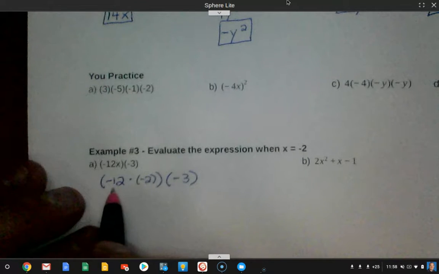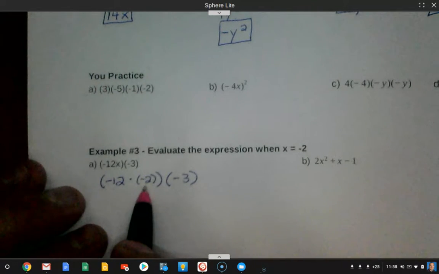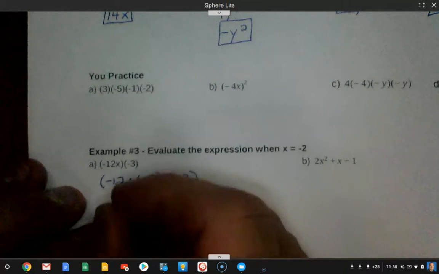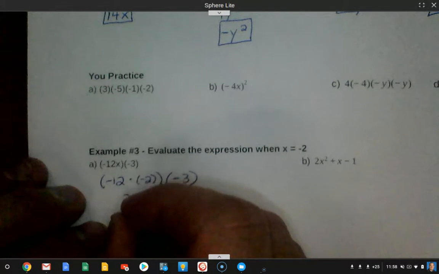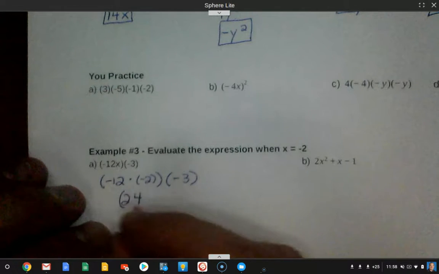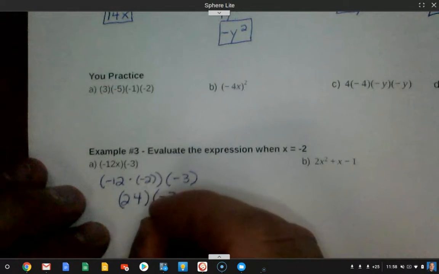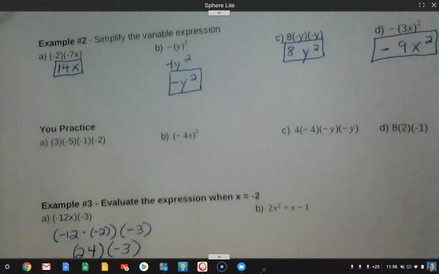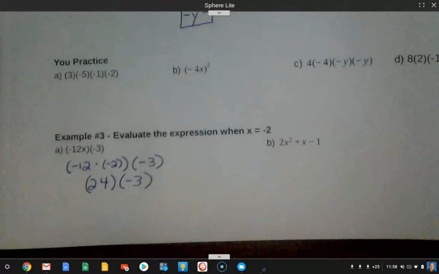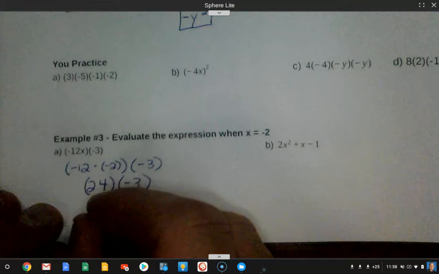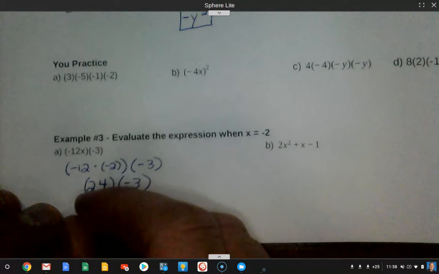So I have to know what negative 12 times negative 2 is. A negative times a negative is a positive. So 12 times 2 is 24. Then what I have to do is multiply 24 times negative 3. I know since it's a positive times a negative, my answer will be a negative. And this will give me negative 72.